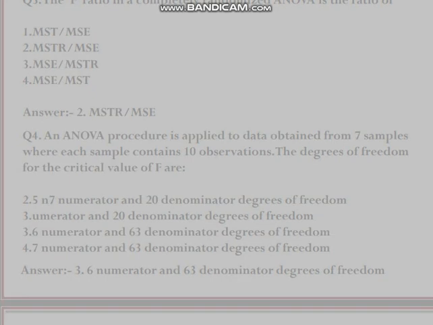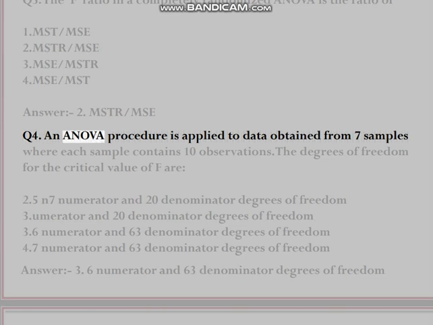Q3. The F ratio in a completely randomized ANOVA is the ratio of: 1. MST/MSE, 2. MSTR/MSE, 3. MSE/MSTR, 4. MSE/MST. Answer 2. MSTR/MSE.